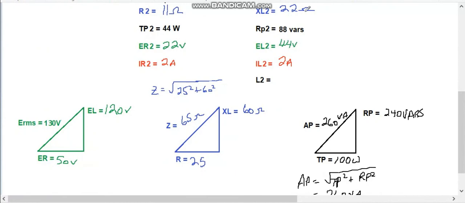And we can find our phase angle. We can find our power factor, right? Because our power factor, we know, is our true power over our apparent power. And in this case, I've got 100 watts divided by 260 volt amps, which is 0.38 or 38%.